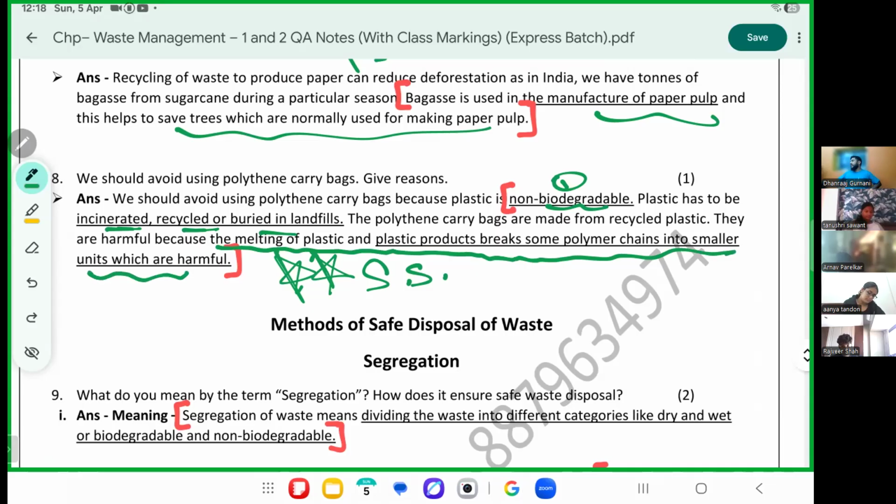When you melt plastic, it gives out a certain kind of black smoke. If you have tried to burn plastic, don't burn plastic. It's not recommended because it breaks down polymer chains, and that smoke and the products which are given out are very, very harmful.